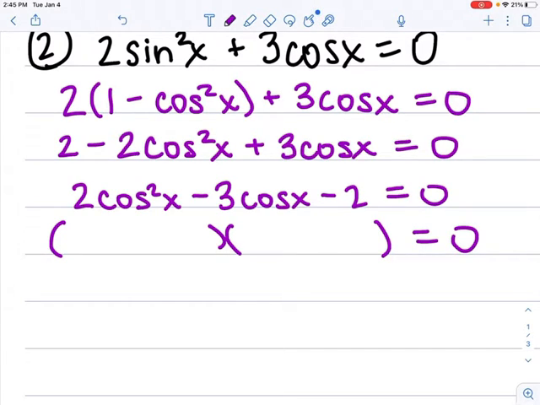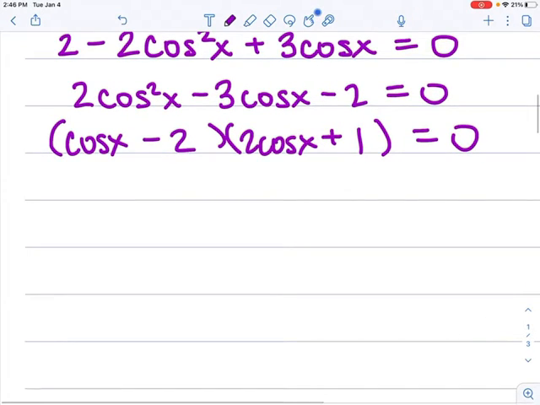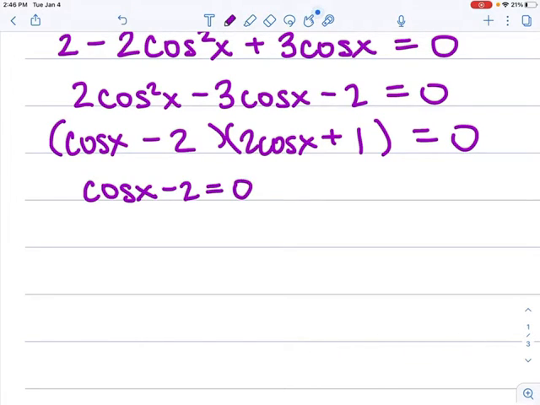Okay, so we have cosine of x and 2 cosine of x gives us our first term. Our last term needs to be 1 times 2, where one of them is negative, one of them is positive. And it looks like this will do the trick. Okay, so now we have 2 factors that equal 0. If the cosine of x minus 2 equals 0, well, that means the cosine of x equals 2. Well, guess what? That can't happen. Cosine's range is between -1 and 1, so its outputs are going to have to be between -1 and 1.